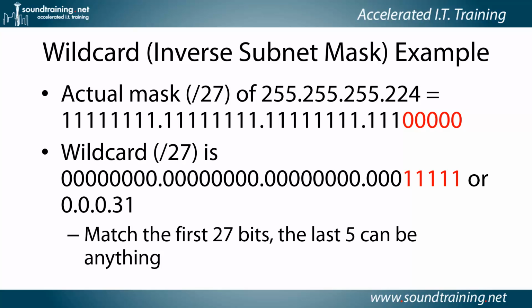Here's a 27-bit mask. So the actual mask in dotted decimal is 255.255.255.224, or 27 ones followed by 5 zeros. So the wildcard is, what do you think? If you said 27 zeros followed by 5 ones, you're exactly right, or 0.0.0.31. Now, if you're not sure where that 31 came from, pause the video and do the math on the binary in the wildcard, and you'll see it. It matches the first 27 bits, and the last 5 can be anything.